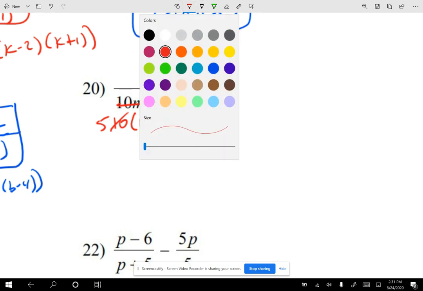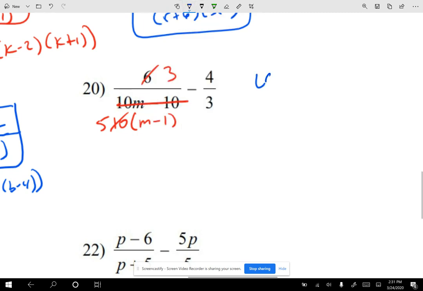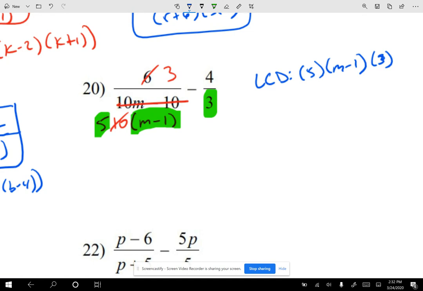So my LCD, we can just start by saying I need a 5, I need an m minus 1 from the first fraction, and I need a 3. Once again, I was just looking at my denominators. However, I'm going to simplify this a little. Let me call this 15 and m minus 1. Notice how the 5 and the 3 are combined as 15. So my LCD is going to be a 15 m minus 1. The order of the two parentheses does not matter.